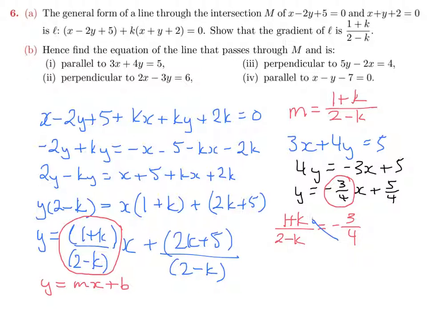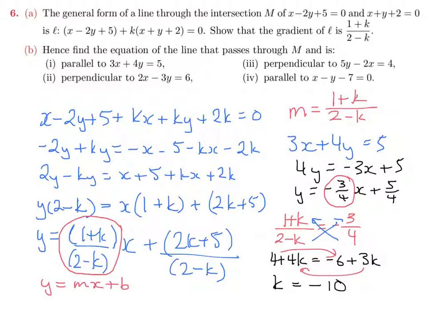We'll just cross multiply. So we get 4 plus 4k equals minus 6 plus 3k. We'll just rearrange, and we get k equals minus 10. Now, to finish this question, all we need to do is actually just replace the k with minus 10.